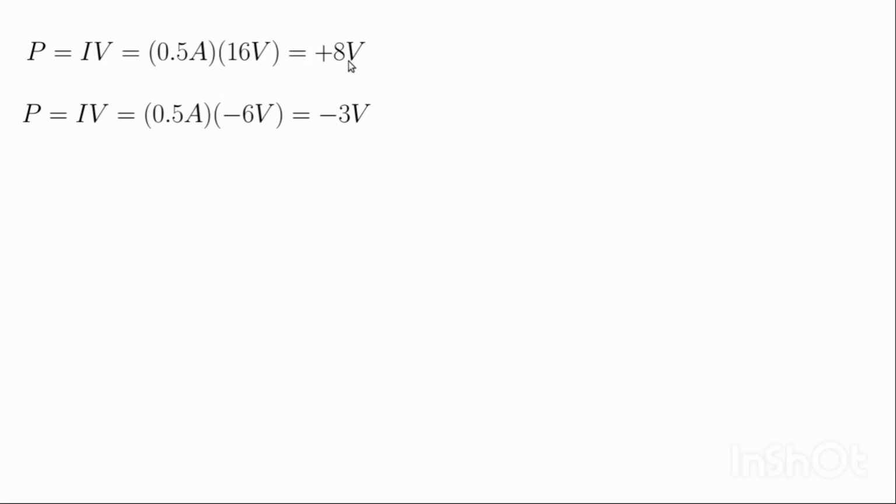Now, the positive value, positive 8 here, means that this particular battery is discharging this amount of power. While this minus 3 is the recharging of this particular battery, right? So if we have this one discharging, then this one is recharging. So if you notice, you have taken minus 3 out of this. So the remaining 5 will be discharged into those other resistors.